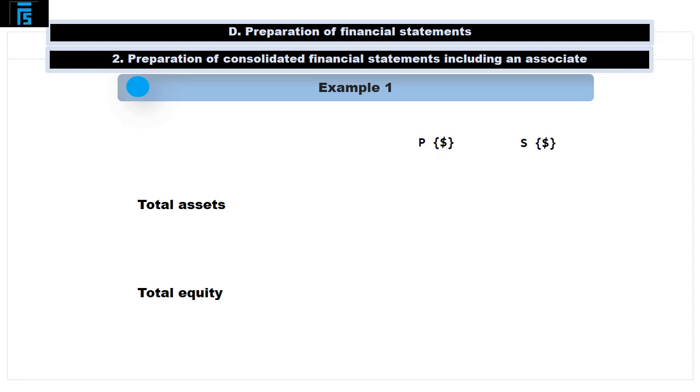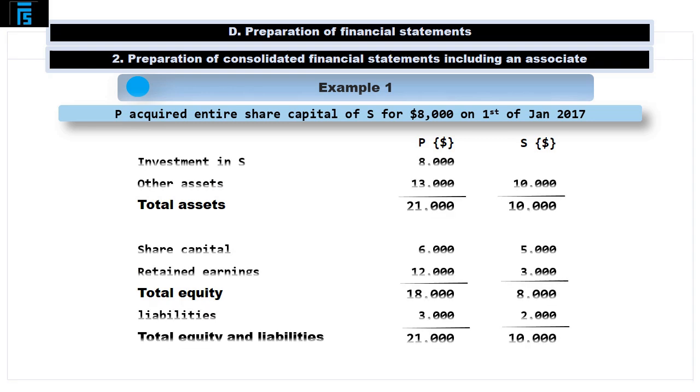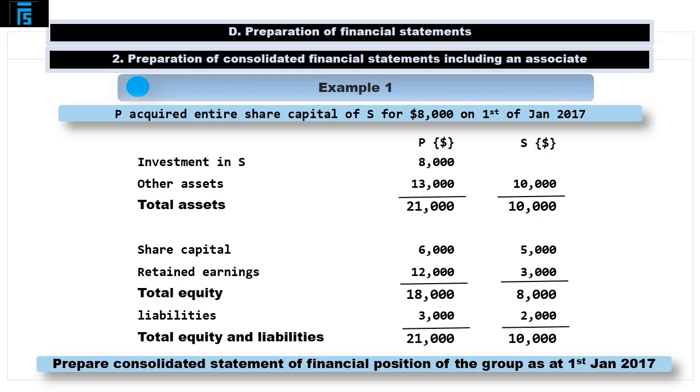and circumstances. So, example 1 reads, P acquired the entire share capital of S for €8,000 on the 1st of January 2017, when the statements of financial position of the two entities were as follows. And our job is to prepare a consolidated statement of financial position as at the acquisition date.